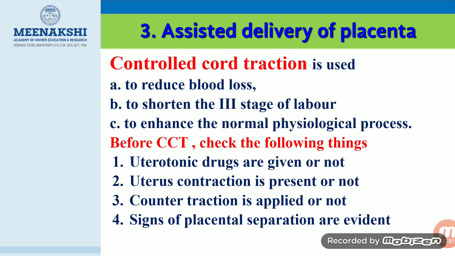The third management is assisted delivery of the placenta, that is controlled contraction, which has been used to reduce blood loss, to shorten the third stage of labor, to enhance a normal physiological process. So before giving controlled contraction, we have to check the following. Number one is uterotonic drugs are given or not, uterus is contracting or not, countertraction is applied or not, signs of placental separation are evident or not.